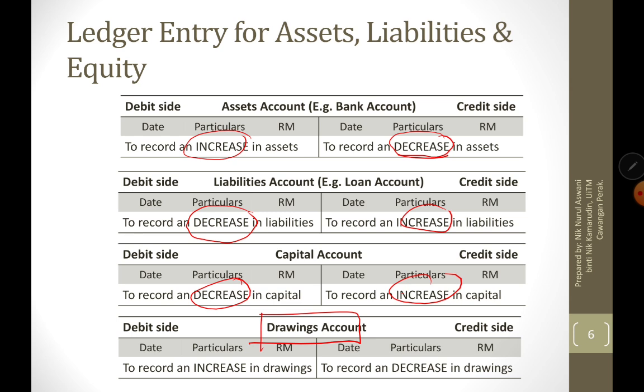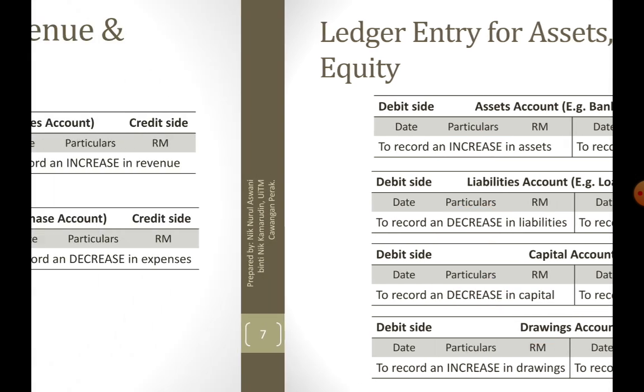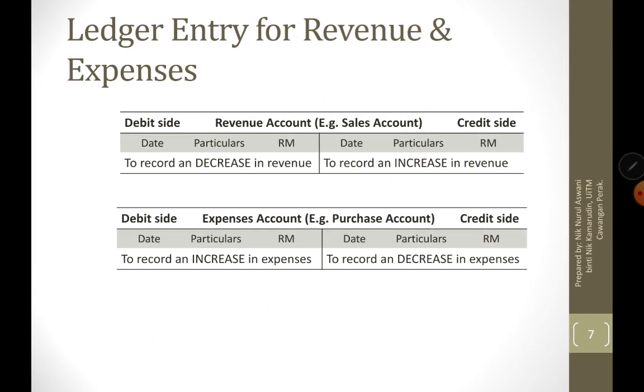That's why it will be treated like expenses. But I will go to that point when we do the exercise. Okay, for revenue, we will use the basic accounting equation: expenses plus assets equal capital plus liability plus revenue.